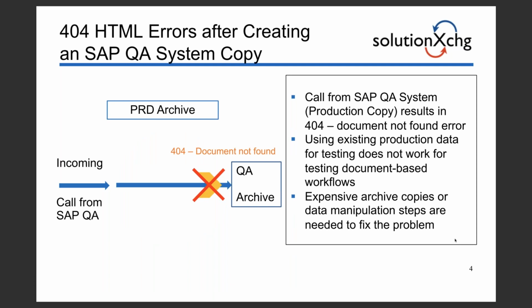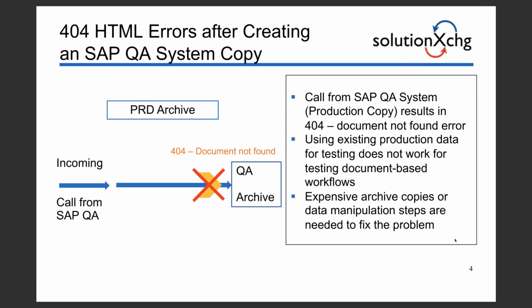Now, let's look specifically at what the problem is. So you imagine you have an incoming call from your QA system. A user in a testing scenario was clicking on a document that was previously a production document, came over with the copy from production, and naturally it points to an image, a PDF, or a TIFF file that is in your production archive.